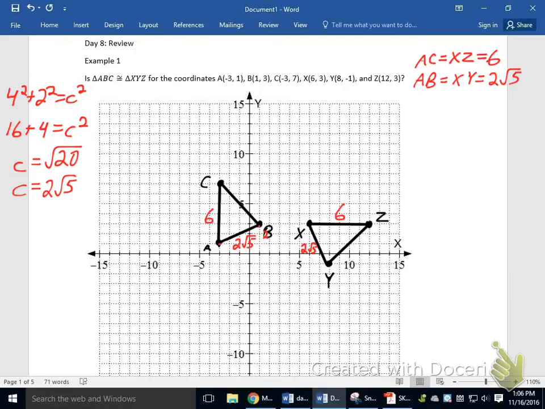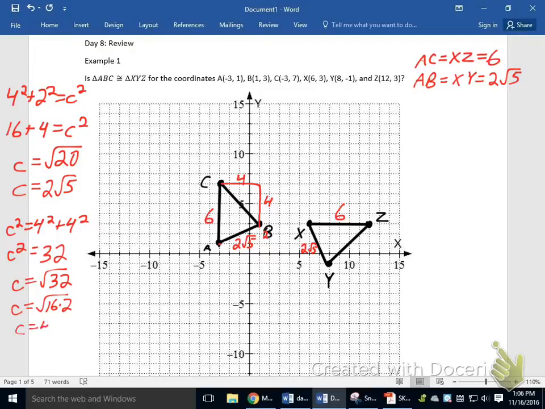And now where I'm going to go is calculate BC and make sure it matches YZ. So when I calculate BC, I've got 4 units and 4 units. So this will be 4 squared plus 4 squared equals C squared. So that's 16 plus 16, so that's going to be 32. Not 36, 32. Square root that, and I'll have the square root of 32, but that does simplify down. 16 will go into it twice, and the square root of 16 is 4. So 4 root 2 is how long BC is. So I'm going to jot that in real quick.